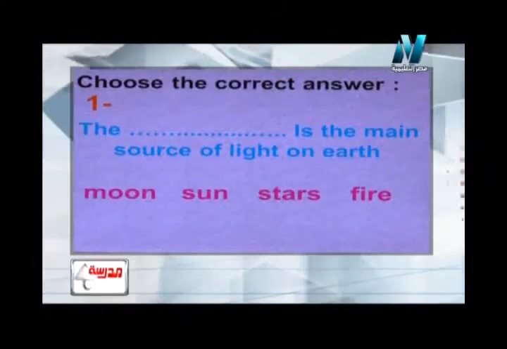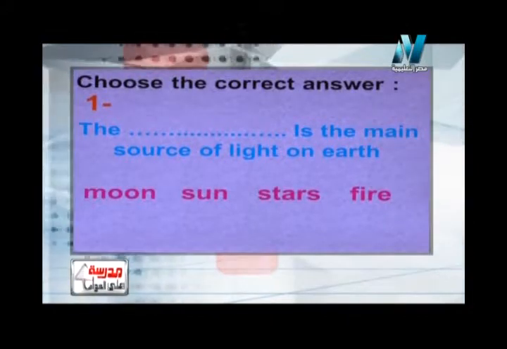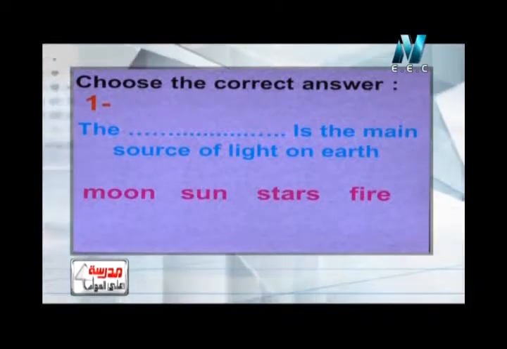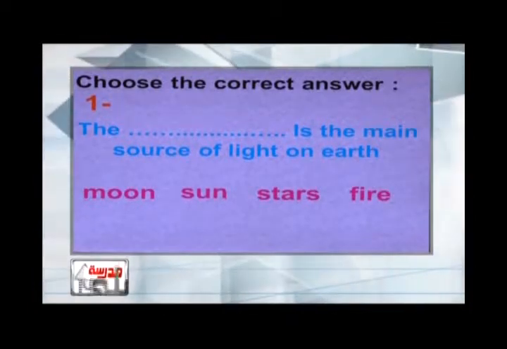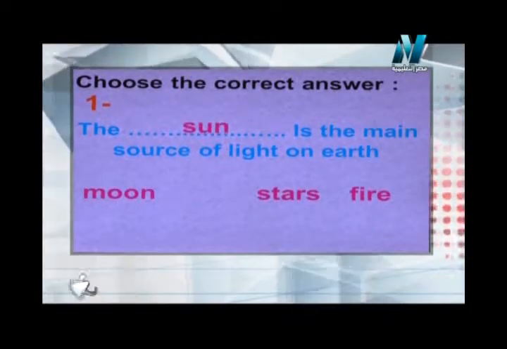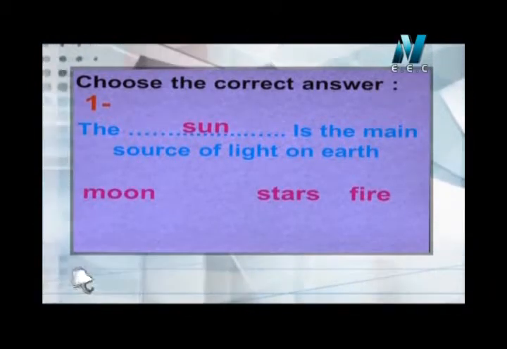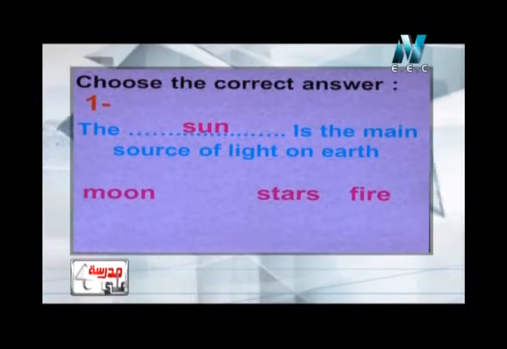So let's start with the first question. The first question says that blank is the main source of light on the earth. I have four choices: moon, sun, stars, fire. Surely we know this question from our previous study in primary 4 and primary 5. So sun is the main source of light on the earth.